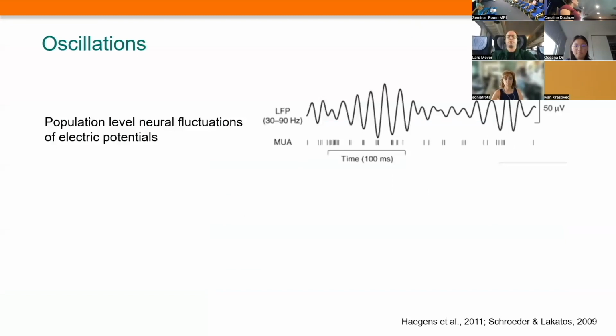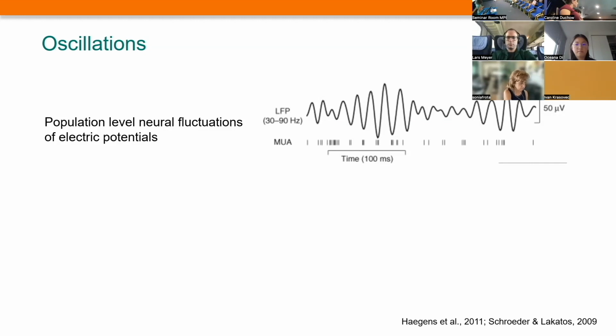Okay, so I make the assumption that you have a bit of experience about what oscillations are. What oscillations are to me is population level activity, which are neural fluctuations of electric potentials. And if you measure with electric recordings, where you can also measure multi-unit activity, you will see that this activity tends to cluster at specific phases of the ongoing oscillations.